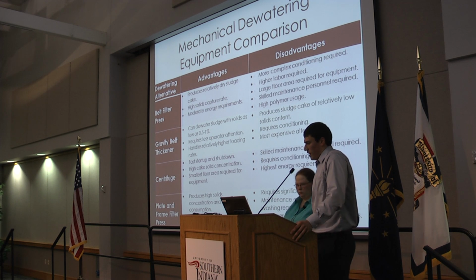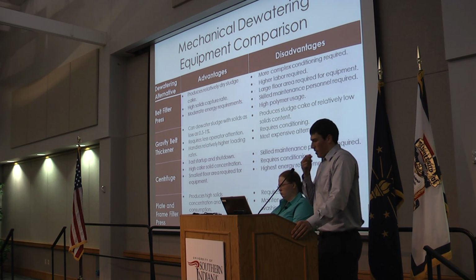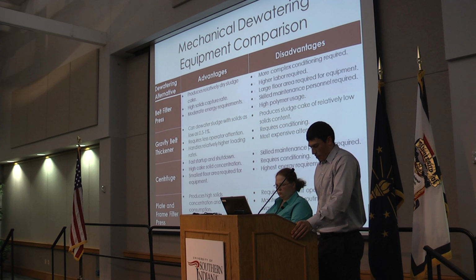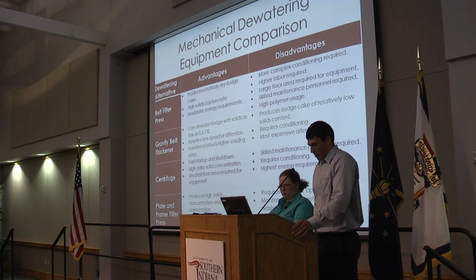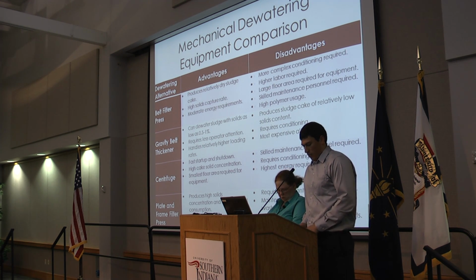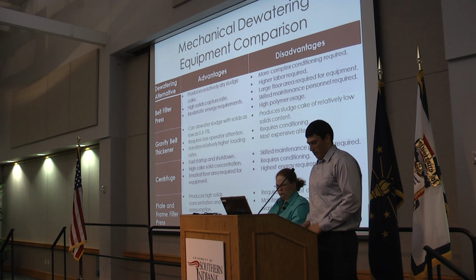Here's a table of some advantages and disadvantages of all 4 pieces of equipment. Some key things to note are that although the plate and frame filter press produces the highest cake yield, it also produces a higher operating and maintenance cost.